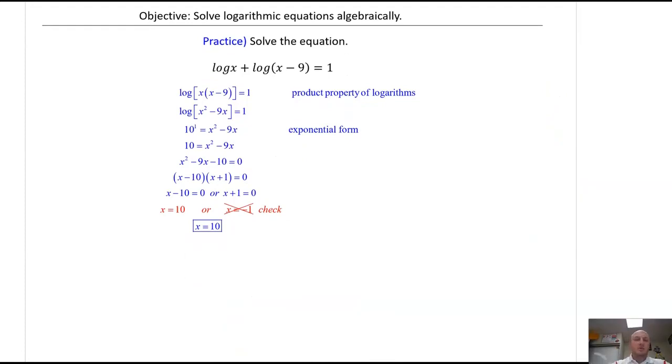In this case, we ended up with a quadratic. We had x squared minus 9x. And if we rewrite this in exponential form, we get 10 to the power of 1 is equal to x squared minus 9x. Bringing that 10 over, we can go ahead and factor. And in this case, when we plug in -1, which is one of our possible solutions, that is a negative argument. Got to throw it out. So the only answer here is 10.